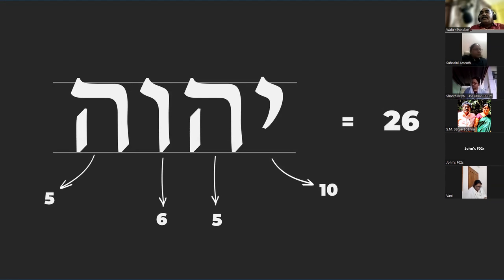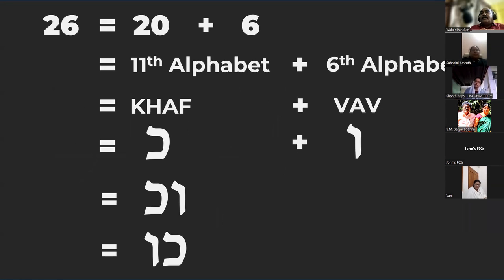So whenever the value 26 comes, the Jewish people will be very careful, because 26 is the value of the name of the Lord. Okay, but number 26, I have written in English. I want to convert it into Hebrew. So let us see. Number 26 has two values: one is 20, the other is 6.